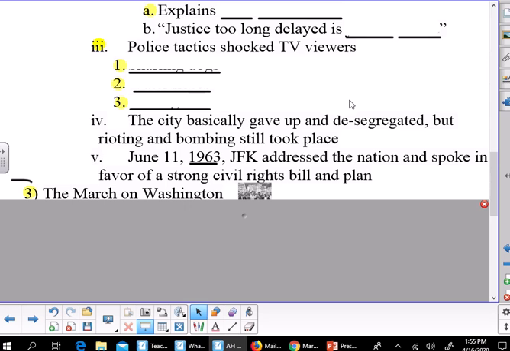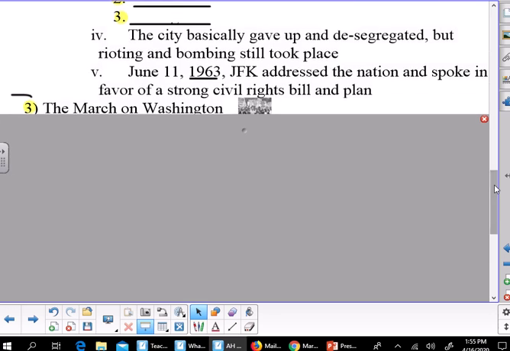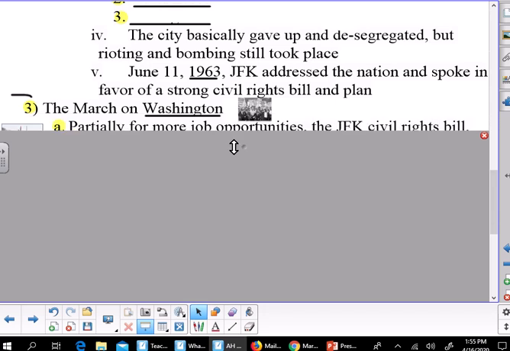In support of that civil rights bill, Dr. King and many others, including who I always tell you is the most important civil rights leader too many people have never heard of, A. Philip Randolph, they organized this March on Washington.